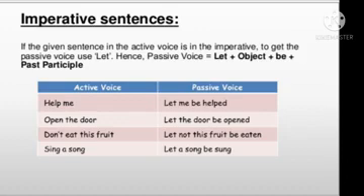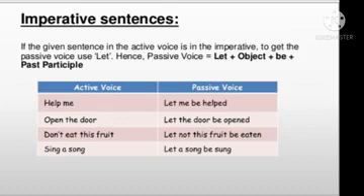So here you can see, help me. So who is to be helped? Me. I have to be helped by someone. So how do you have to write? First of all, you have to write the word let. Okay. Then who is the object here? Me. After the object, we have to use be. Then what is the V3 of the verb help? Helped. So the answer will be, let me be helped.